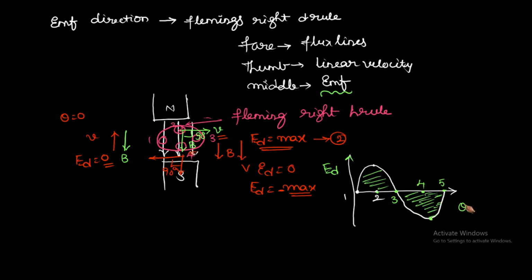But we are studying a DC generator, and here we are getting alternating EMF. So how to change this alternating EMF to unidirectional EMF or DC induced EMF? That is the next point here.